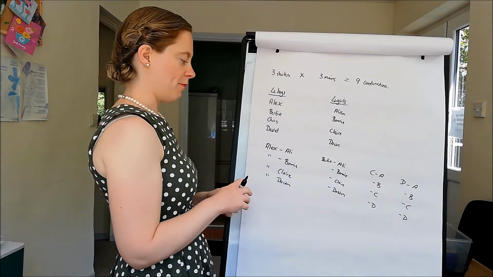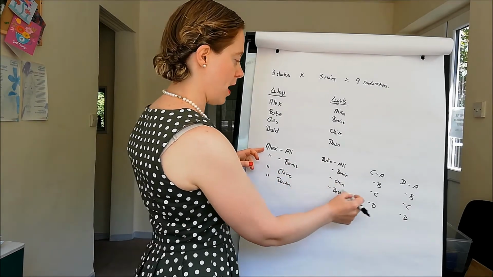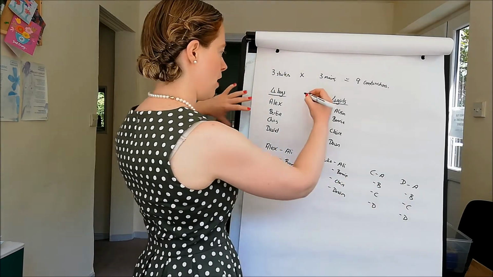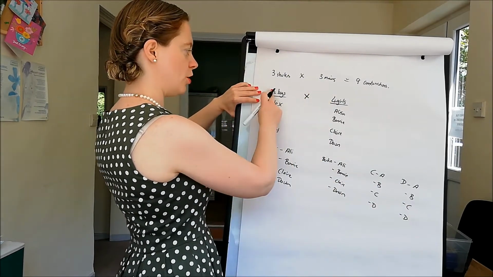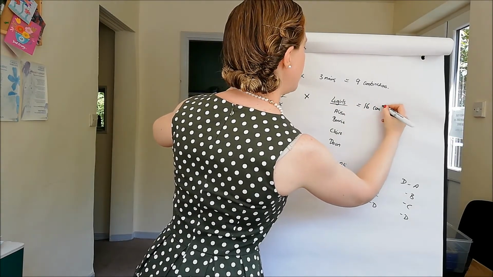So what we have is that altogether there's 1, 2, 3, 4, 5, 6, 7, 8, 9, 10, 11, 12, 13, 14, 15, 16 possible combinations. And 4 times 4 is 16.